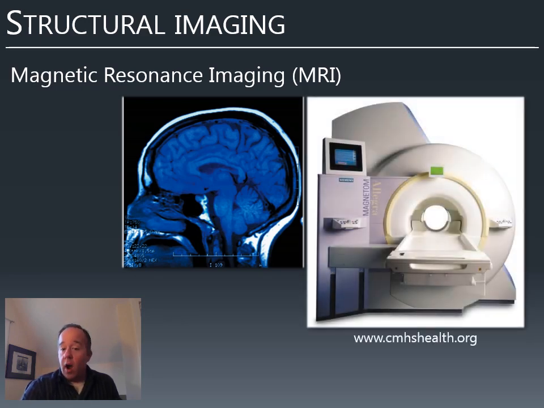MRIs use an MRI machine like the one we see here on the right, and these employ enormous magnetic fields, which is why you can't take any metallic objects into the room with you. You have to be very careful about that. But this technique uses magnetic fields to examine the structure of the brain. So this is a structural technique. It's observational. We're not changing the brain. And it's non-invasive. It doesn't require opening up the skull to see the brain.